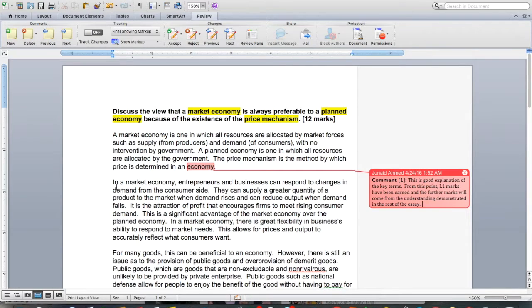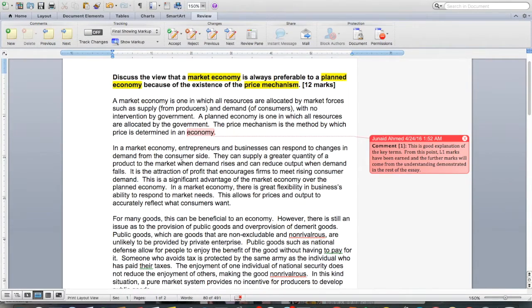So let's keep reading. In a market economy, entrepreneurs and businesses can respond to changes in demand from the consumer side. They can supply a greater quantity of a product to the market when demand rises and can reduce output when demand falls. So we say when demand rises, price rises, and reduce output when demand falls, price falls. It is the attraction of profit that encourages firms to meet rising consumer demand. This is a significant advantage of the market economy over the planned economy. In a market economy, there is greater flexibility in businesses' ability to respond to market needs. This allows for prices and output to accurately reflect what consumers want.